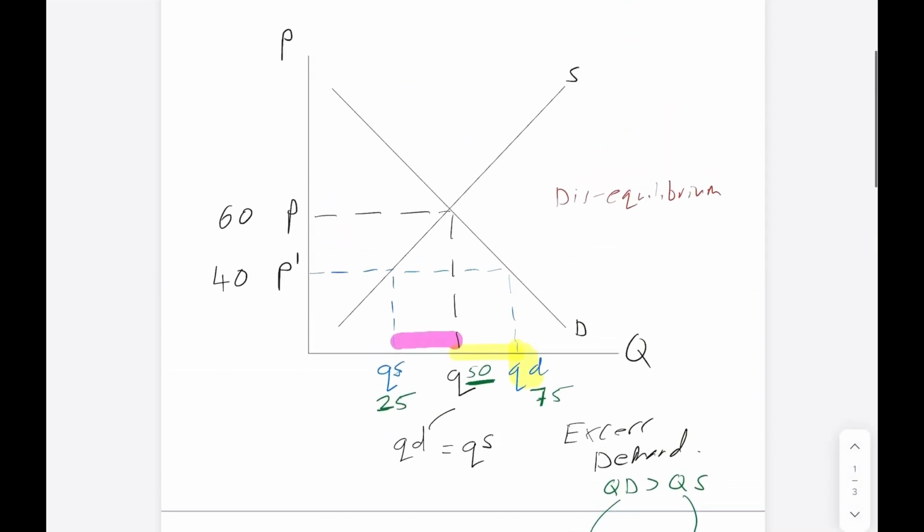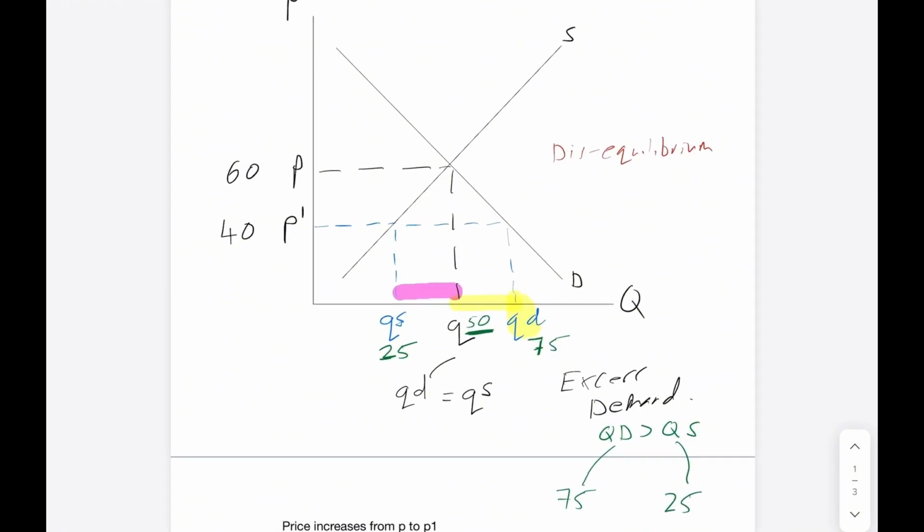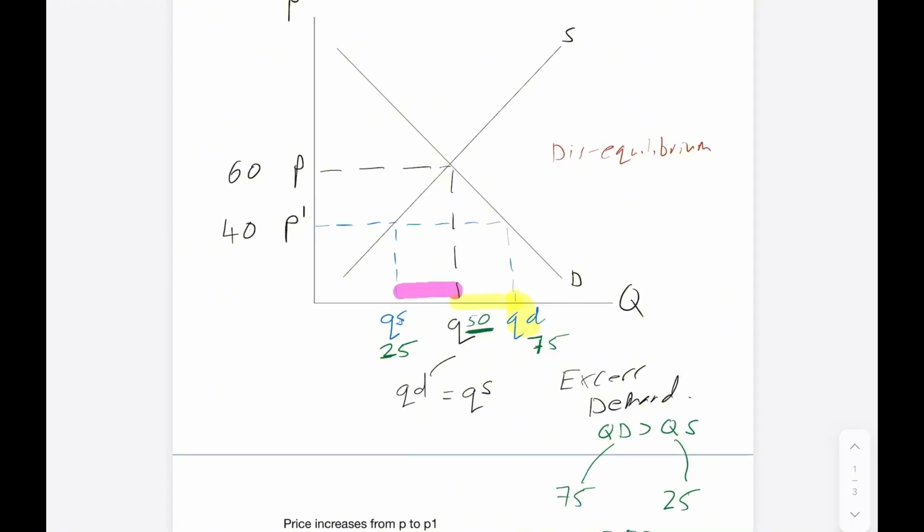Now let's look into how firms can restore equilibrium. Okay, so they have two choices here. The firm can either increase the price from 40 to 60, and then as a result, the market is back at equilibrium.